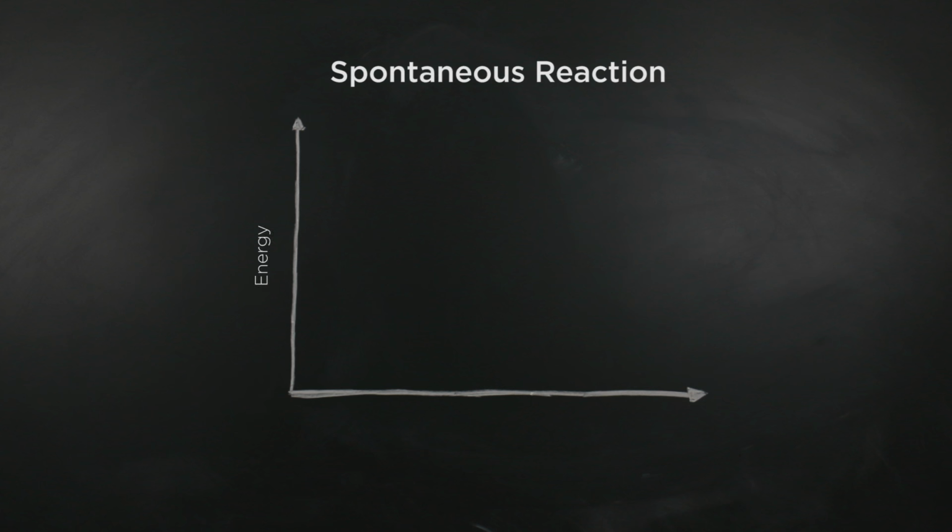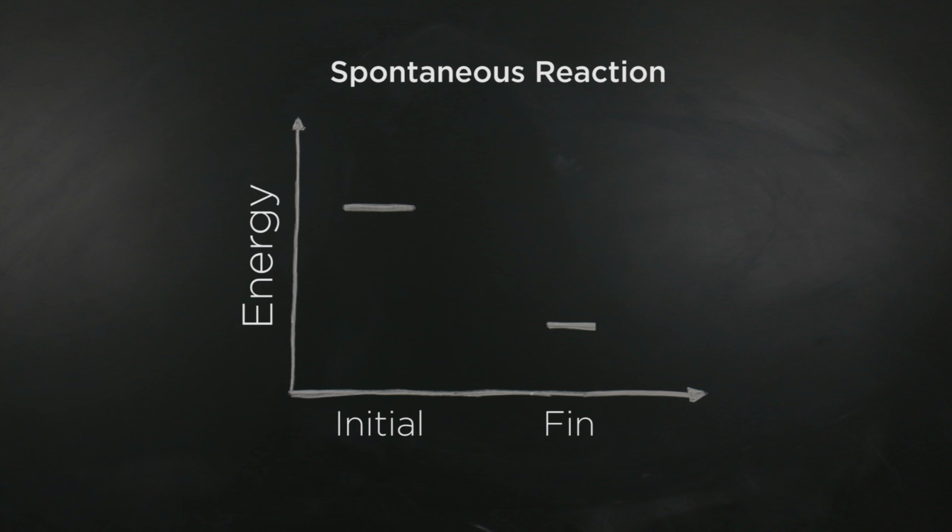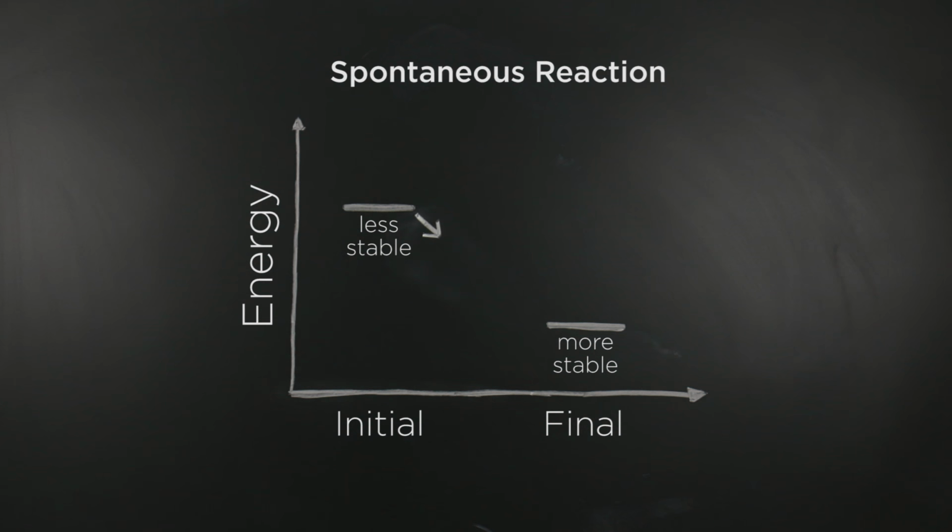Let's try to visualize a spontaneous process by comparing its energy level at the beginning and at the end of a reaction. In thermodynamics, a lower energy state is indicative of a more stable state. At higher energy levels, the system is less stable. A spontaneous reaction moves from the initial state at a higher energy level, which is a less stable state, towards a more stable final state at a lower energy level. The overall direction of the reaction is towards stability.